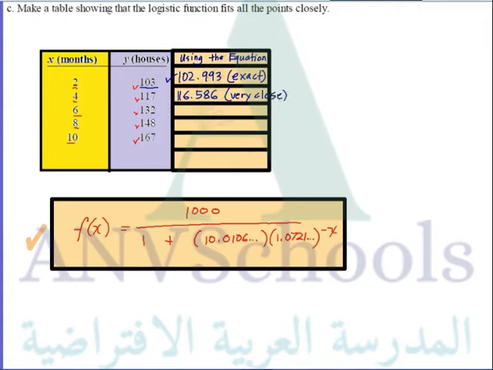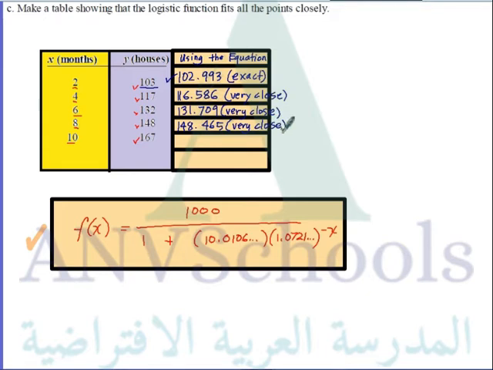If my x is 6, that should be able to give me 131.709. So this is also very close. If x is 8, the answer would be 148.465. So it's still very close.